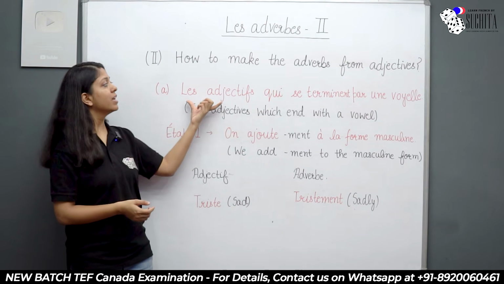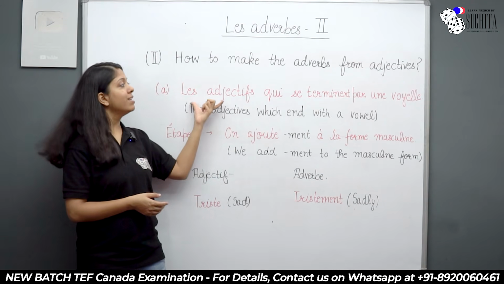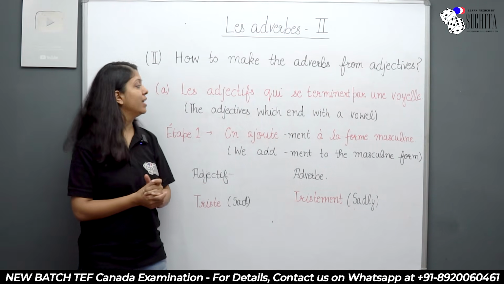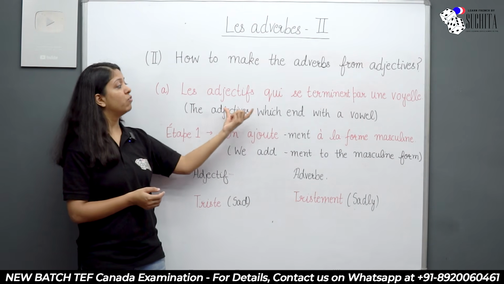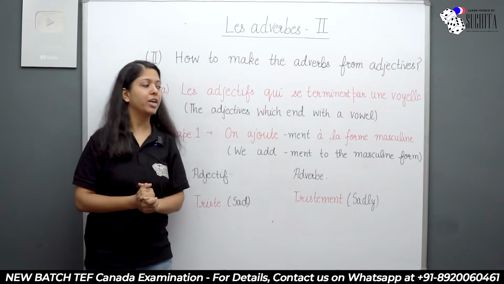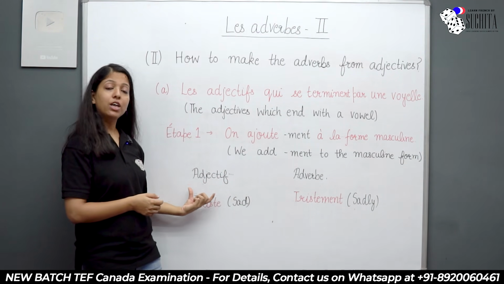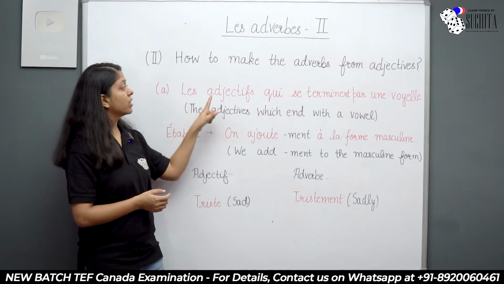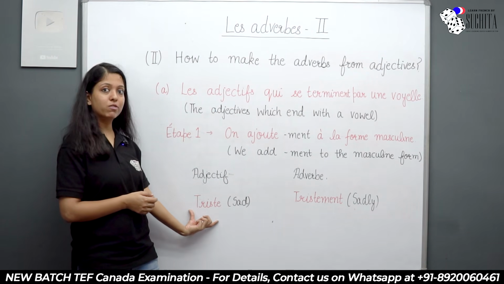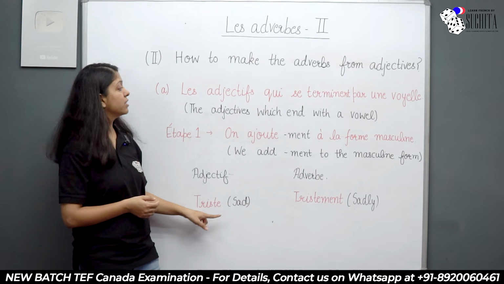The first type is les adjectifs qui se terminent par une voyelle. That means the adjectives which end with a vowel. We are learning how to form adverbs from adjectives, in which the first type is the adjectives which end with a vowel. For example, triste is ending with a vowel, which is E, right?